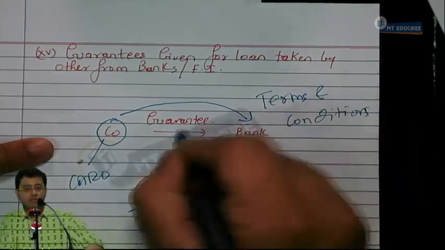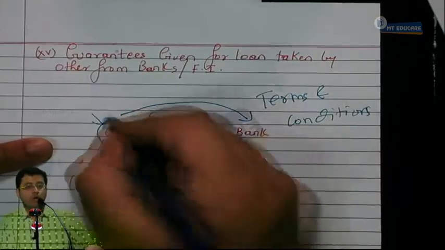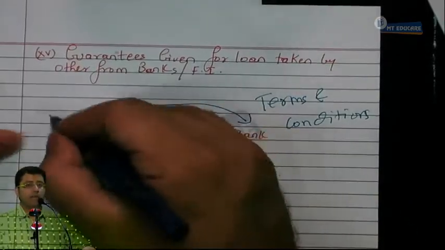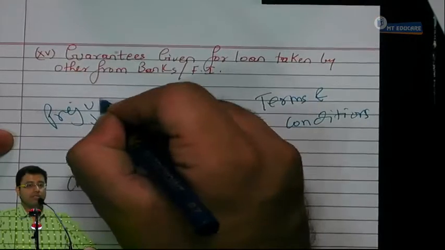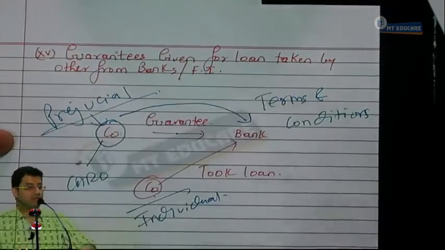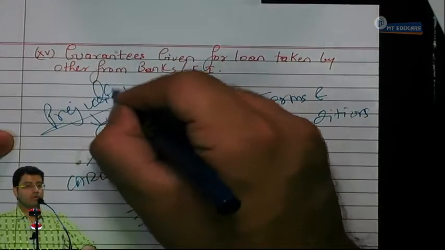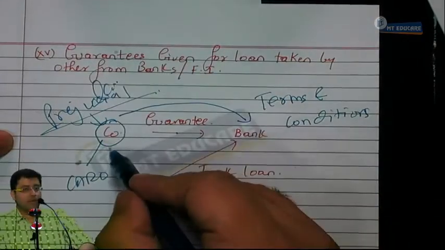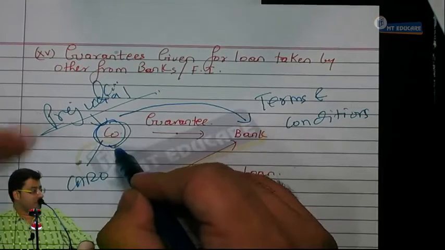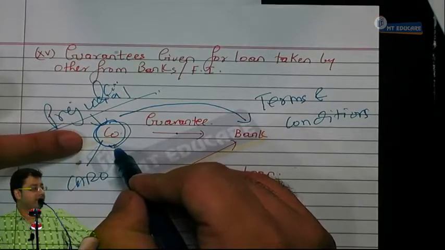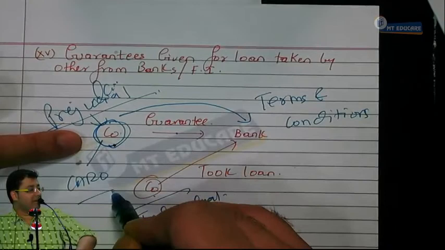Terms and conditions of the guarantee should not affect this company, or it should not be harmful to this company. You know, yesterday I told you one word, prejudicial. Prejudicial. Have you understood? It should not be affecting this company. So if this company gets affected, what will happen? It will affect the interest of shareholders.